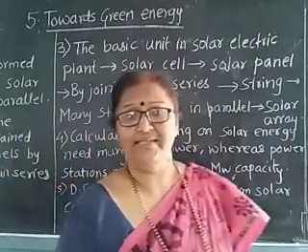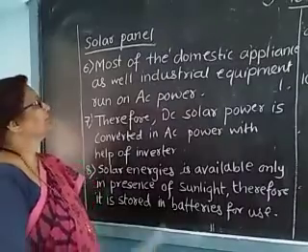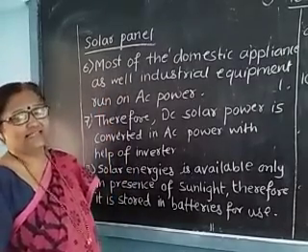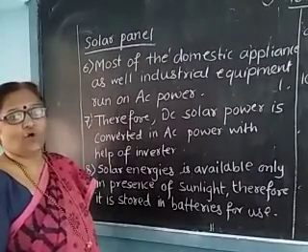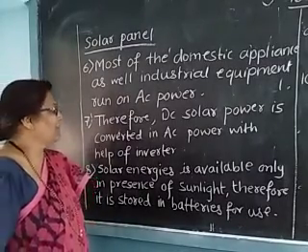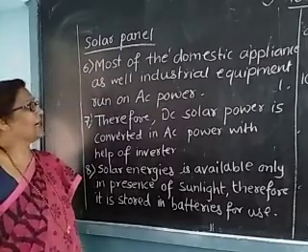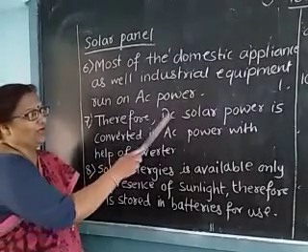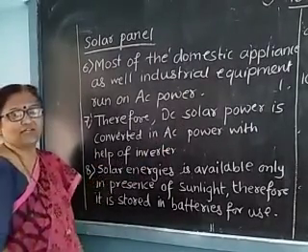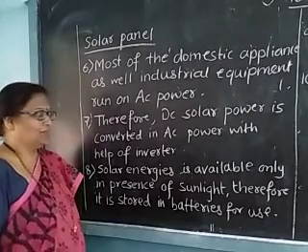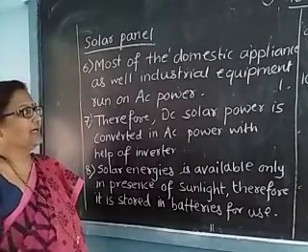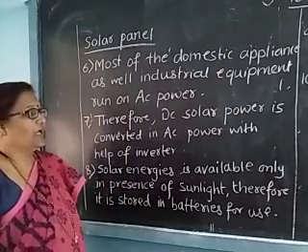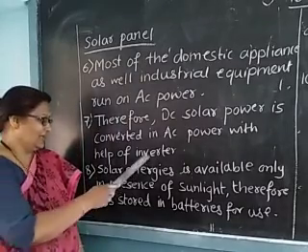The next point is the solar panel. Most of the domestic appliances as well as industrial equipment run on alternating current power. Therefore DC solar power is converted into AC power with the help of an inverter. So what is done here? Direct current solar power is converted into AC power with the help of the inverter.